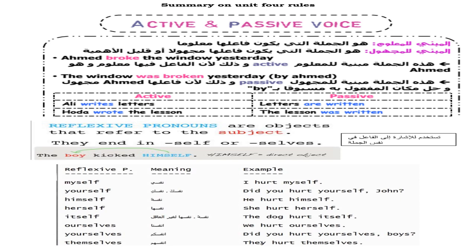Active and passive voice. المبني للمعلوم هو الجملة التي يكون فاعلها معلوما. المبني للمجهول هو الجملة التي يكون فاعلها مجهولا أو قليل الأهمية، مش مهم يعني. أحمد broke the window yesterday. هذه الجملة مبنية للمعلوم active، وذلك لأن الفاعل فيها معلوم وهو أحمد. The window was broken yesterday by أحمد. وهذه الجملة مبنية للمجهول passive، لأن فاعلها أحمد مجهول.